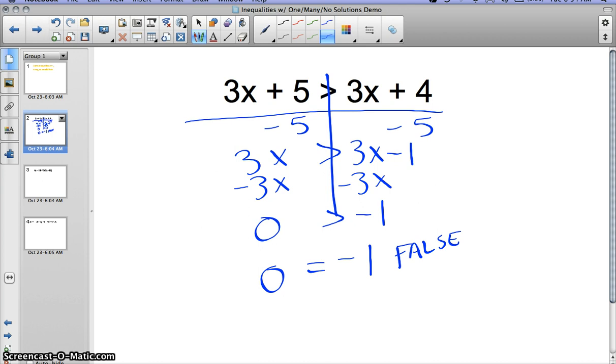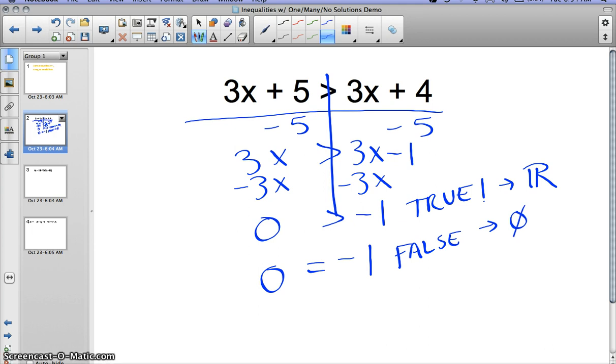Is that a true statement or a false statement? Is 0 greater than negative 1? Well, that is a true statement. Okay, so because it is a true statement, our answer becomes all real numbers. Whereas before, if it's a false statement, it would have been no solution.